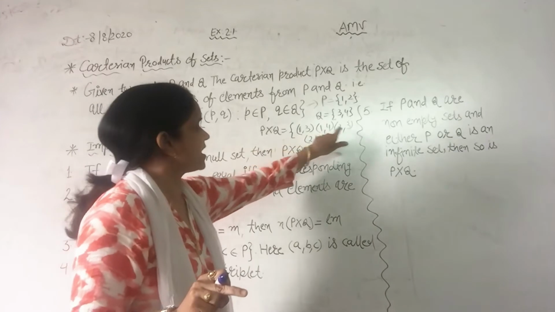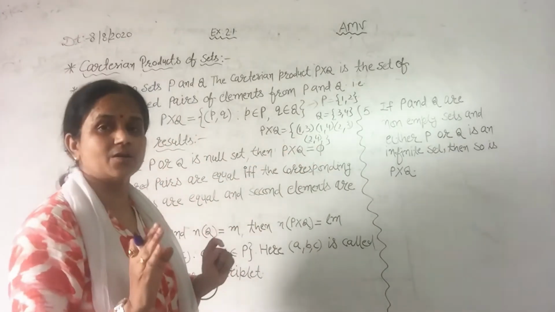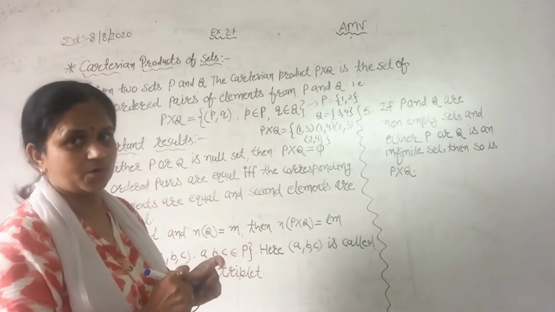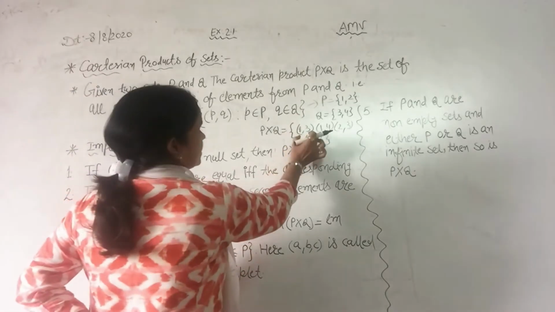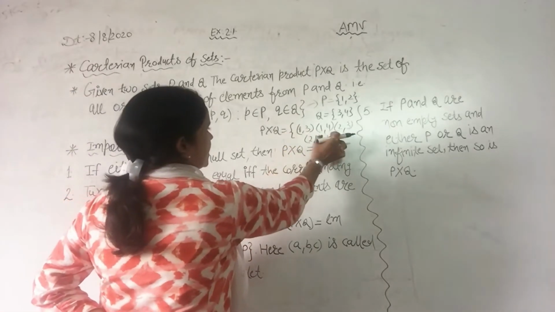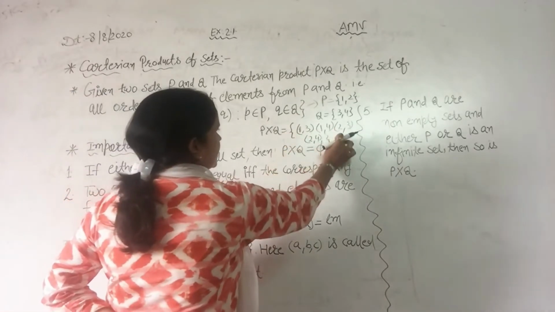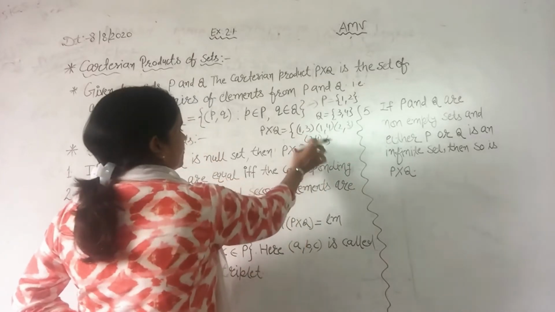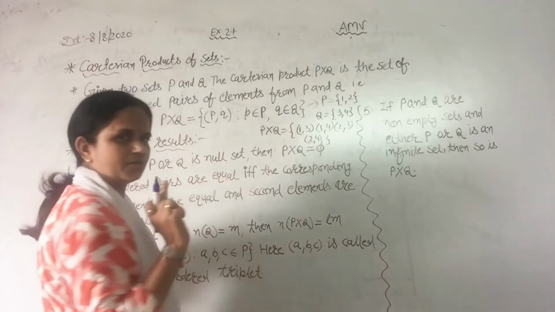And these are 4 elements. Now how many elements does this set have? 4 only. The first element is (1, 3), the second element is (1, 4), the third element is (2, 3), and the fourth is (2, 4).